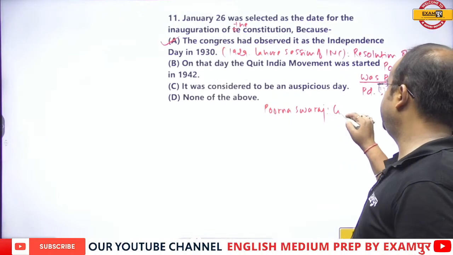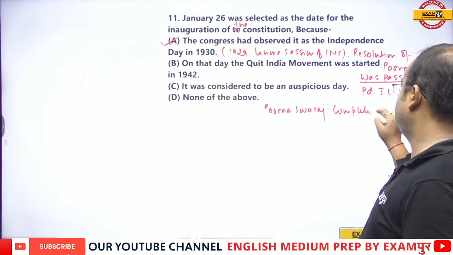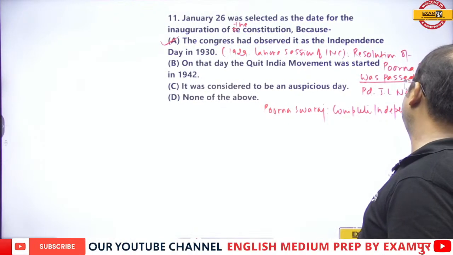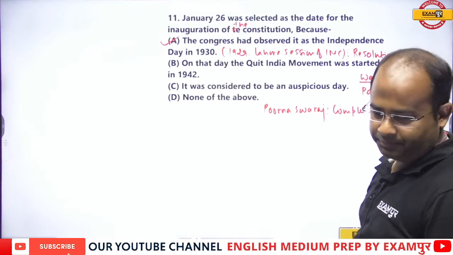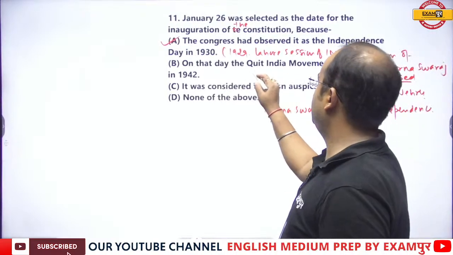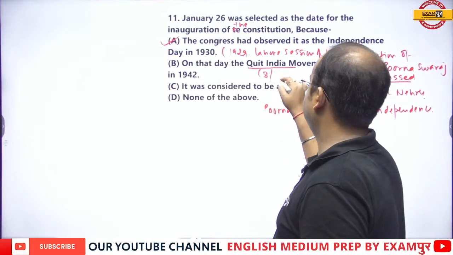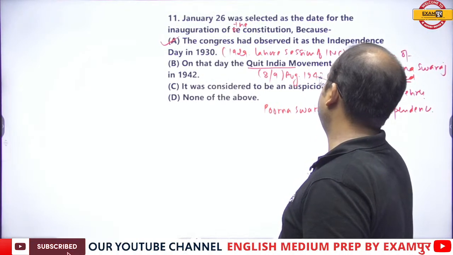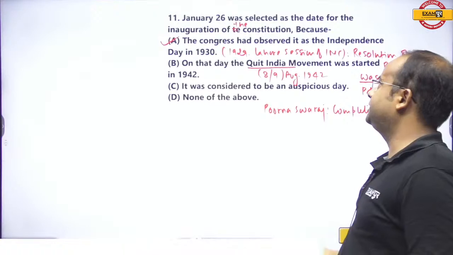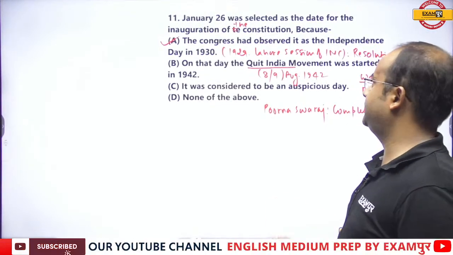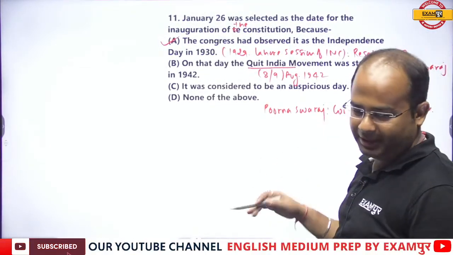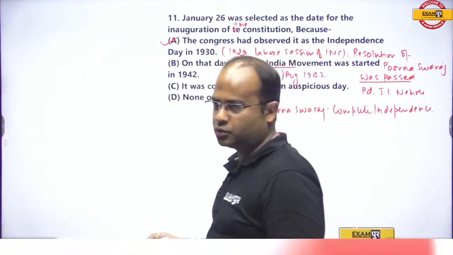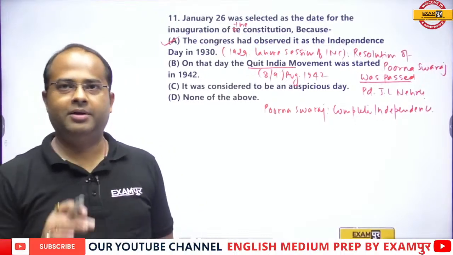Swaraj means complete independence. So that was passed. And Quit India movement started on 8th-9th August 1940. So it started on 8th-9th August and it is not an auspicious day. Now it became an auspicious day. So correct answer will be, guys, option A. So every one of you have given me the correct answer.